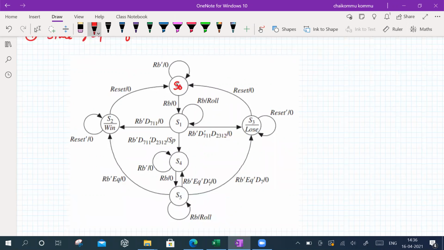As I mentioned, every control unit is actually a sequential circuit. The sequential circuit consists of memory elements, and whatever the content in the memory elements, we can say that is the state of the system. S0 is the state of the system. If you're not rolling anything here, if RB dash, RB means that one value, RB dash stands for 0. If the RB value is not there, that means you have to remain in the same state. Clear?